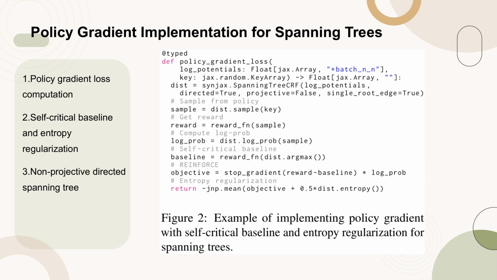Figure 2 illustrates an example of implementing policy gradient with self-critical baseline and entropy regularization for spanning trees. The code snippet demonstrates how to compute policy gradient loss, which involves multiple quantities such as sampling, Argmax, entropy, and log probability. The structure in this example is a non-projective directed spanning tree with a single root edge constraint. SynJax automates the computation of these quantities using specialized algorithms, allowing users to focus on modeling aspects without needing to implement specific algorithms or understand their details.